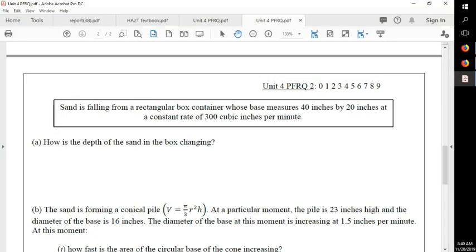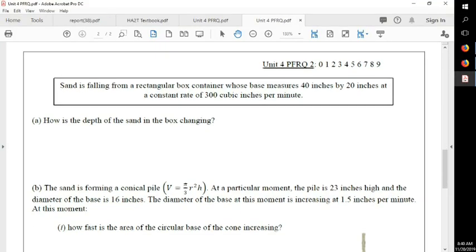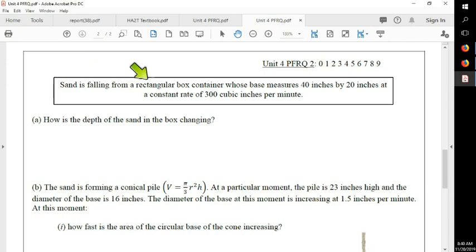So let's do this guy. First, make sure you guys understand the question. It says sand is falling from a rectangular box container. That's kind of annoying. Let's just say rectangular box. Let's get rid of that container word. It sounds like it's repeating itself.